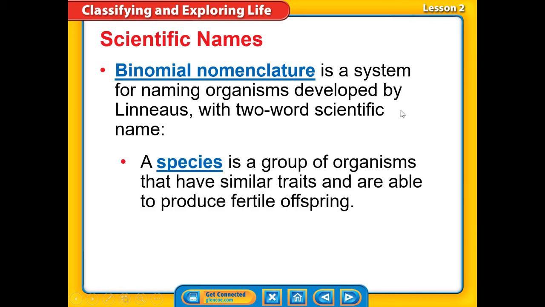One of the words is species. That's a group of organisms that have similar traits and are able to produce fertile offspring. So like they can have babies, they can have more babies.